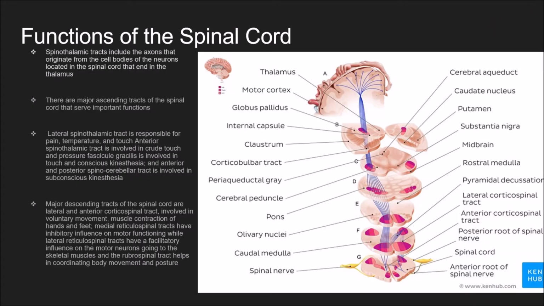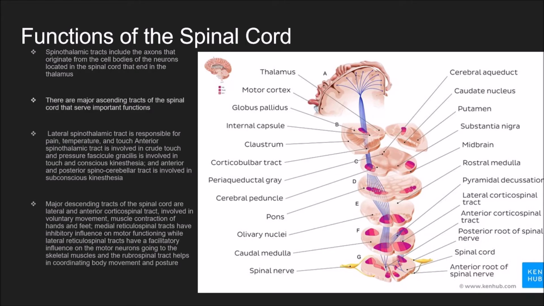Spinothalamic tracts include the axons that originate from the cell bodies of the neurons located in the spinal cord and end in the thalamus. These tracts are responsible for sensory functions including sensation of touch, pain and temperature.